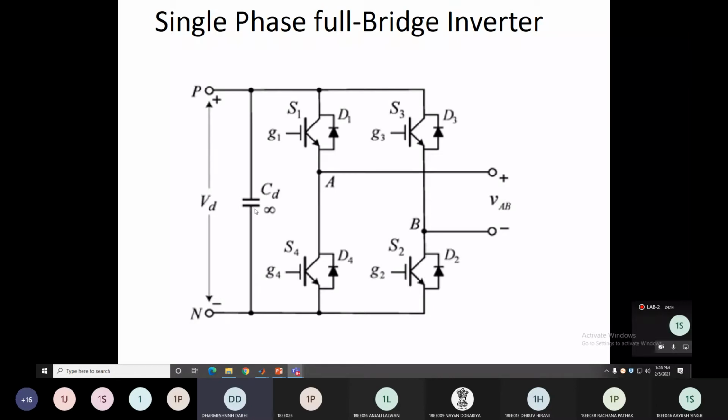The function of this capacitor is just to filter out the harmonics which can be injected from the load to the source side. Clear? Sometimes harmonics are generated at the load side that can be injected to the supply side also. So to provide the fixed DC voltage with less harmonic content, we provide the capacitor at the input side. That capacitor provides the fixed DC voltage as well as filters out the harmonics coming back from the load to the source side. Okay, so that is the function of this capacitor.